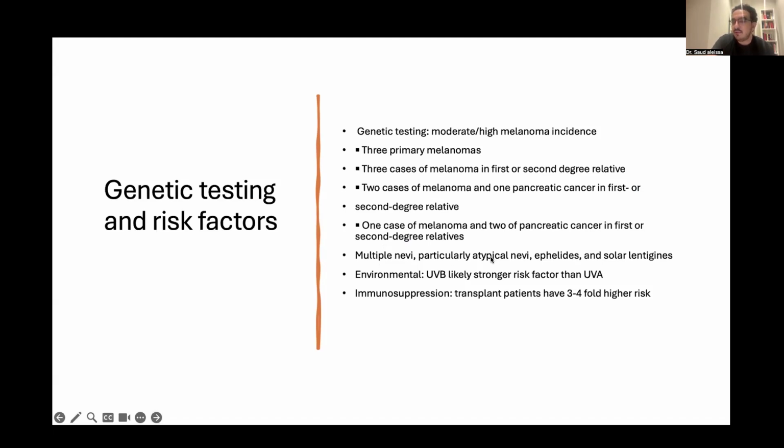Multiple nevi, people who have a ton of nevi everywhere, that could be syndromic. Strong environmental factors, immunosuppression. We don't usually do genetic testing, but transplant patients have about a 3-4-fold risk of developing melanoma. And that could be relevant to our patient population because we don't see melanoma that often, but in the immunosuppressed population it is more common.